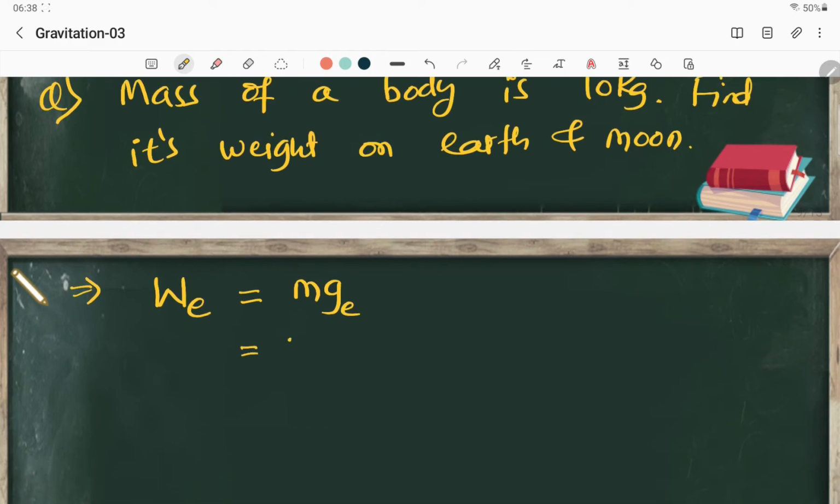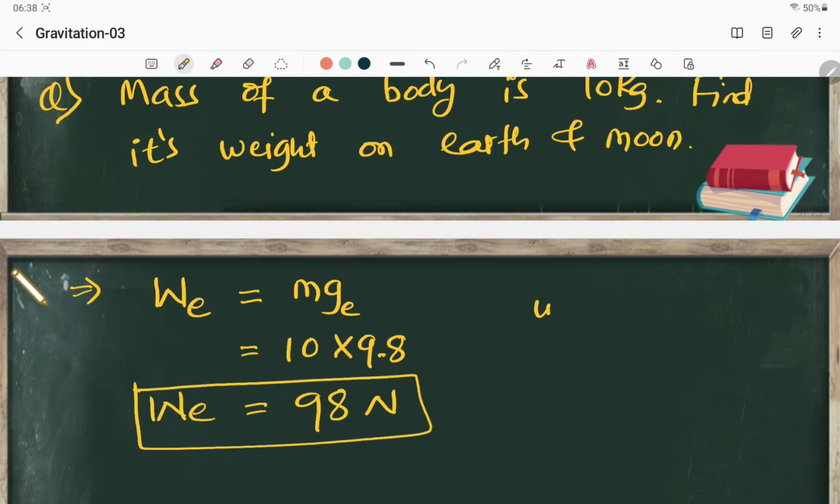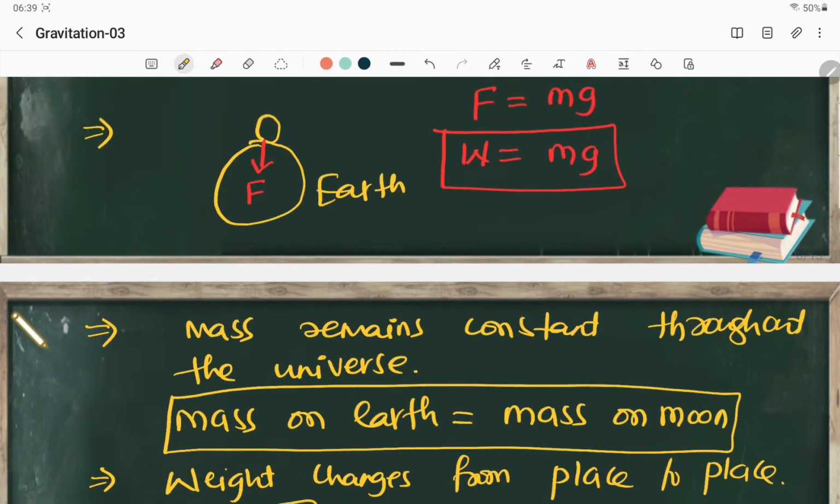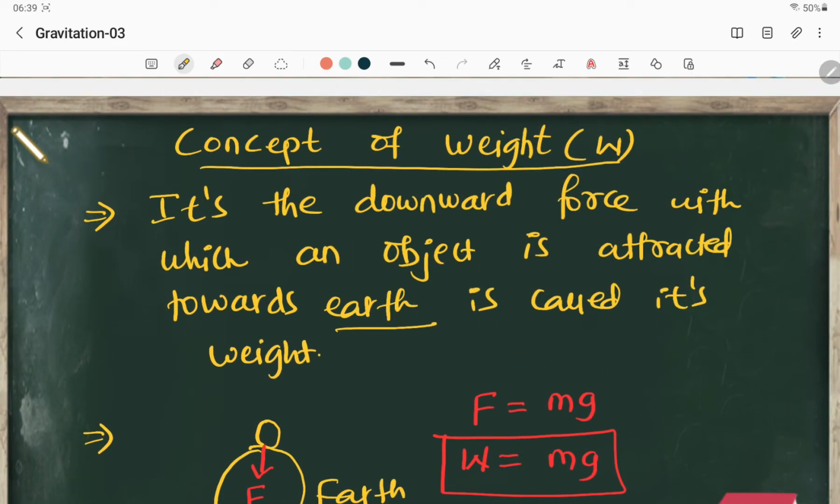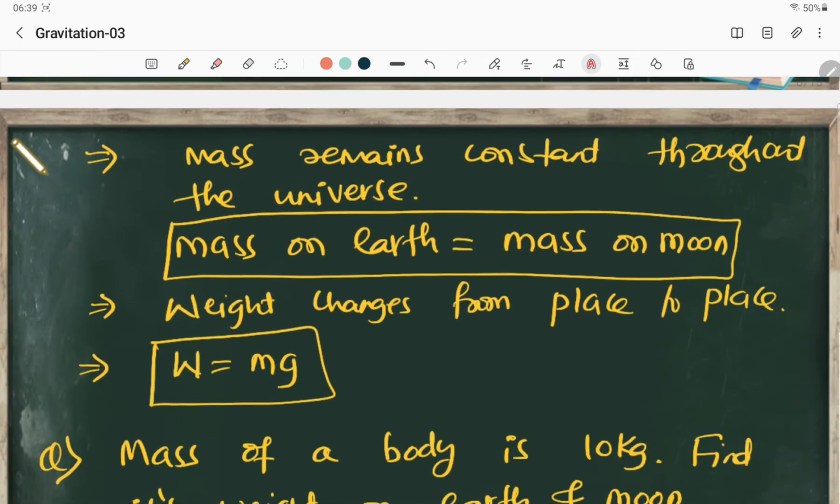So what is the value of mass? 10. Acceleration due to gravity of Earth is 9.8, so it is going to be 98 Newton. Please remember the unit of weight is Newton. What is the unit of weight? It is going to be Newton. Why? Because weight is nothing but force. I told you. Look at this. What is the weight? It is a downward force. So force means it must be Newton.